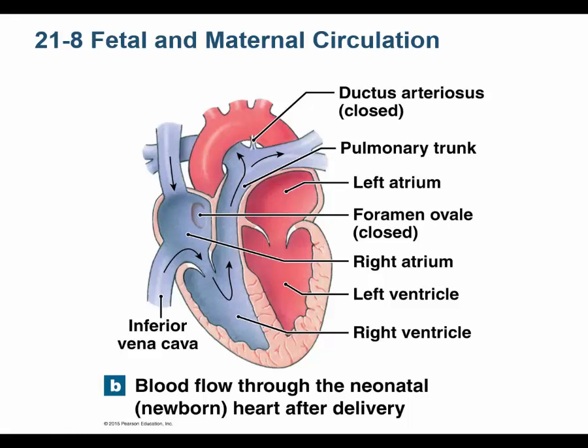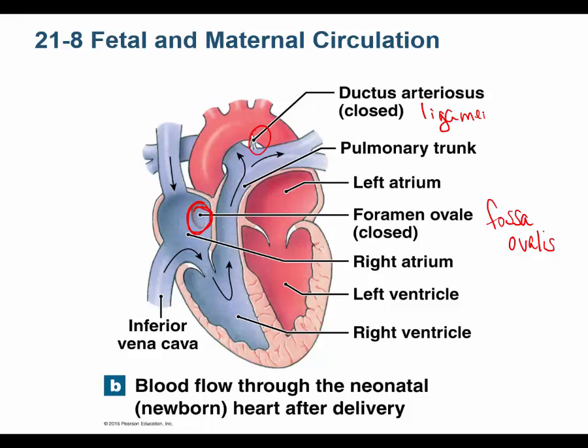Now, we've already talked about these things, but I'll remind you, a fetal heart has a foramen ovale that's open and a ductus arteriosus that's open. And then after birth, this closes and becomes the fossa ovalis. And the ductus arteriosus closes and becomes the ligamentum arteriosus. There are diseases where these don't close. Patent ductus arteriosus means it stays open.